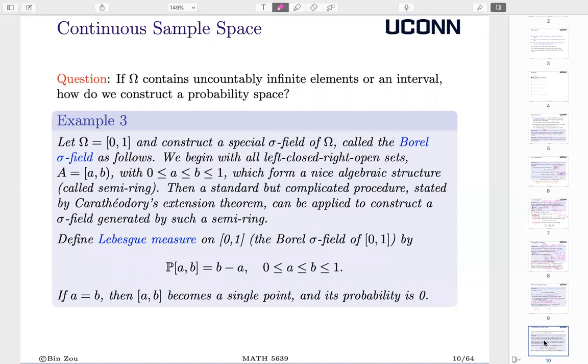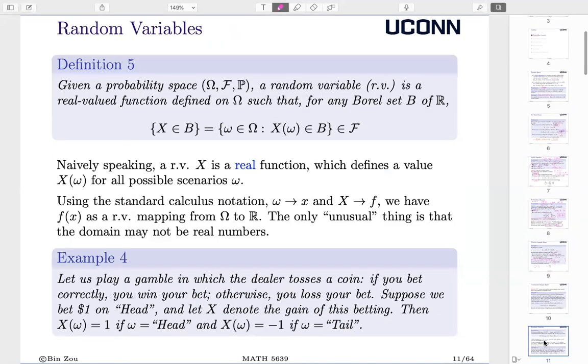Continuous sample space, example 3 is too difficult. I just put it there. If you're interested, you can take a look. It's definitely way beyond this course. So, random variable. Random variable is another important concept in this course.